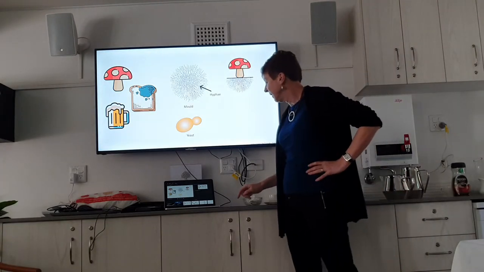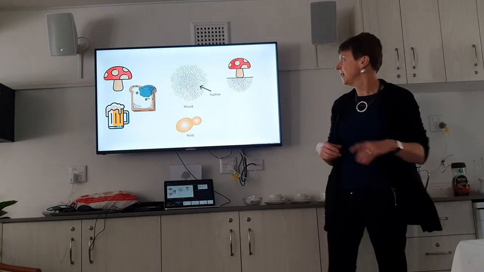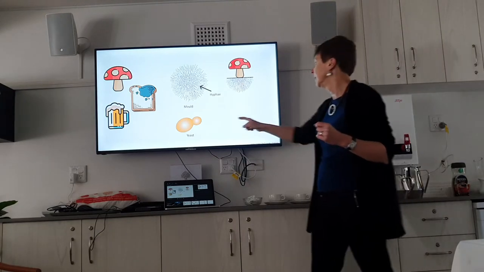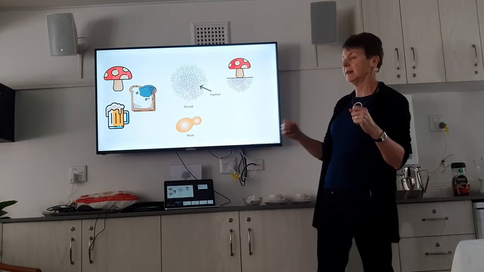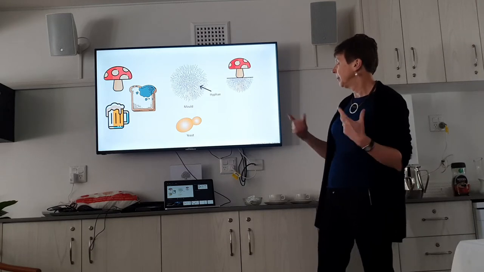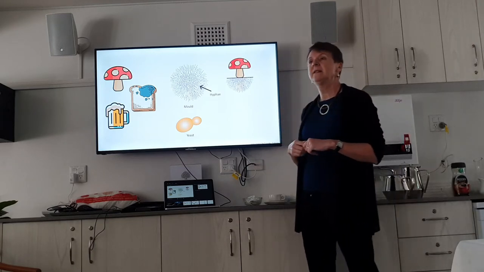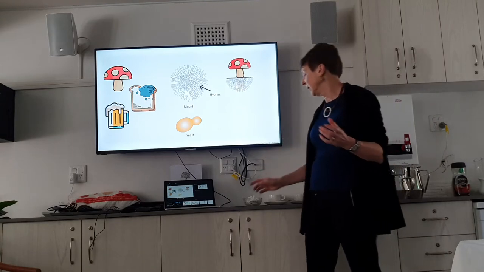And then we have yeast. Yeast are also fungi, and they're single-celled fungi, and they reproduce with a little bud like this and produce more of themselves. And both these things are very prevalent everywhere around the world.